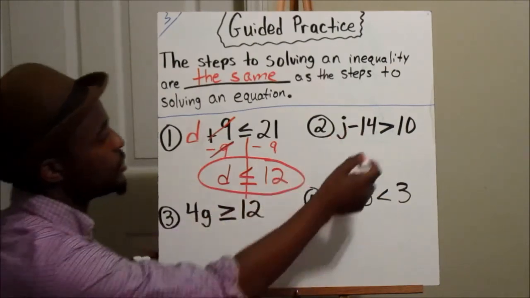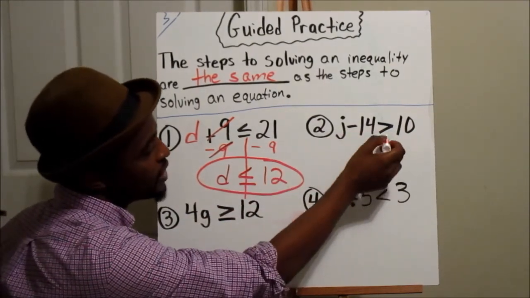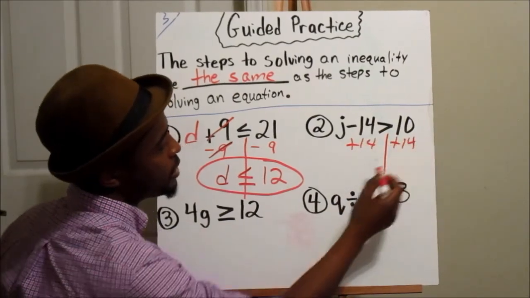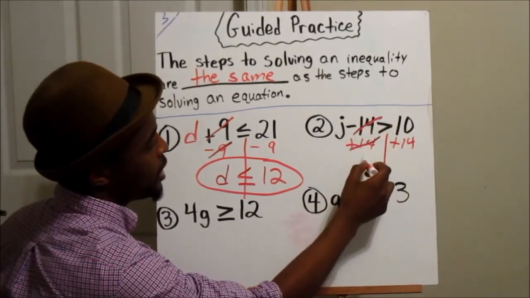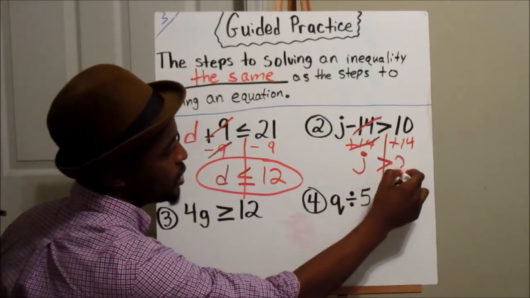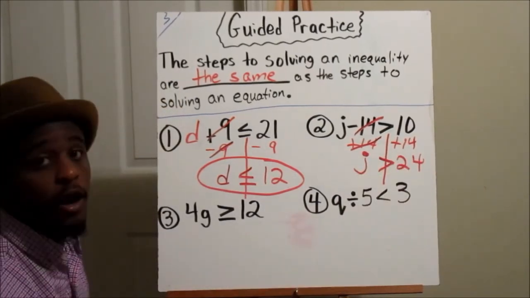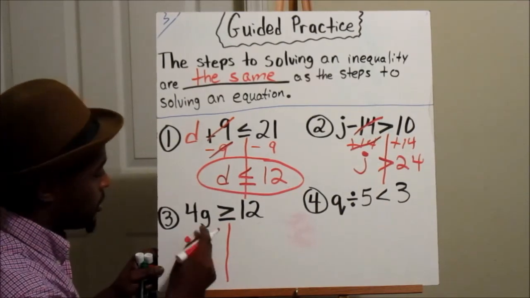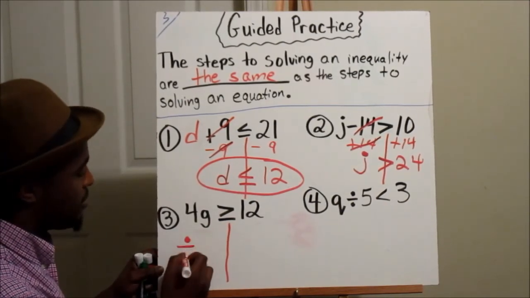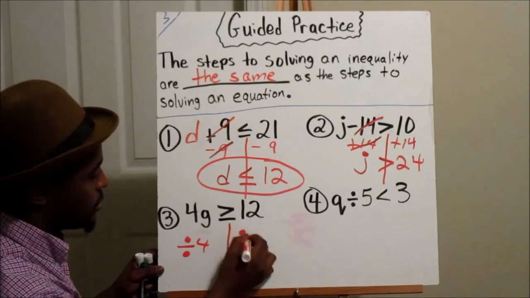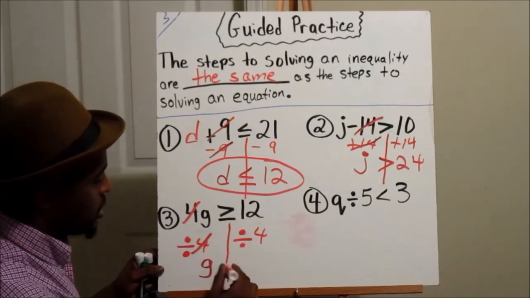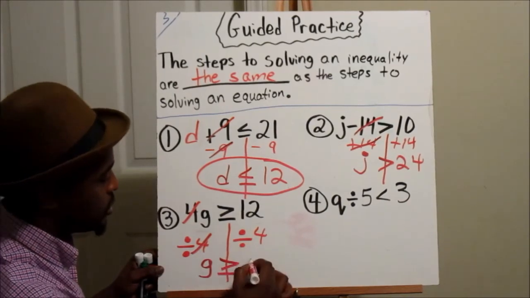So let's do the same thing on number 2. J minus 14 is greater than 10. I will draw my line, inverse operation. These cancel out, and I get J is greater than 24. Alright? Same thing, inverse operation. Instead of multiplying by 4, I'm going to divide by 4. And I'm going to get G is greater than or equal to 3.